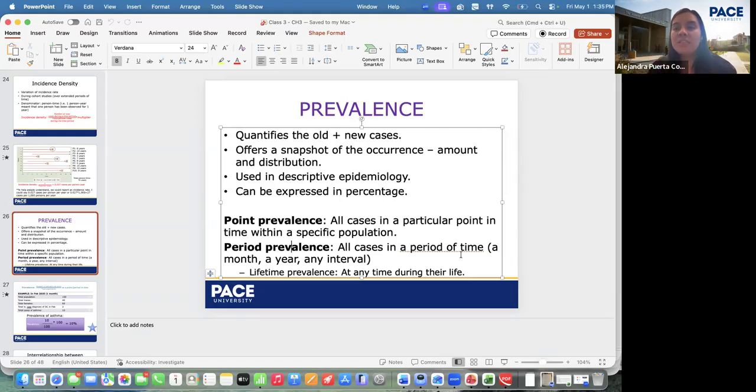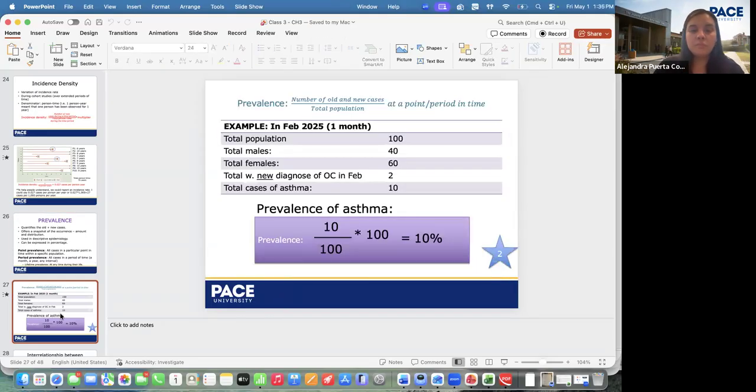So when I say point prevalence is when I say today is what happened before today, and I'm not going to take into account what happens after today, right? But when I look at a period prevalence, I'm setting the period of time. So I'm only going to look at cases that happen within that period of time. So if I'm going to say February of 2025, I'm not going to take into account what happened in January, for example. Okay? And then again, I'm looking at the old and new cases.